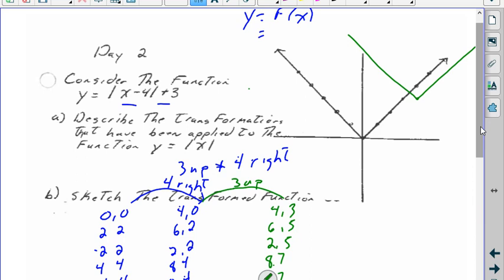Okay. Notice our mapping notation here. This is what comes off of the 3 up and 4 right. Every point (x, y) became (x + 4, y + 3). Every x coordinate was 4 bigger, and every y coordinate was 3 bigger. So the mapping notation corresponds to what we did to the coordinate points for that system.